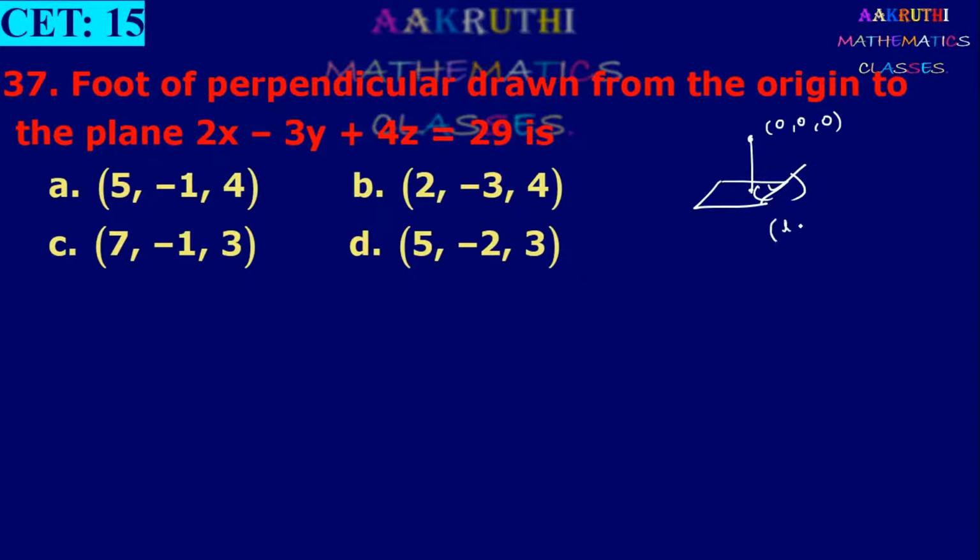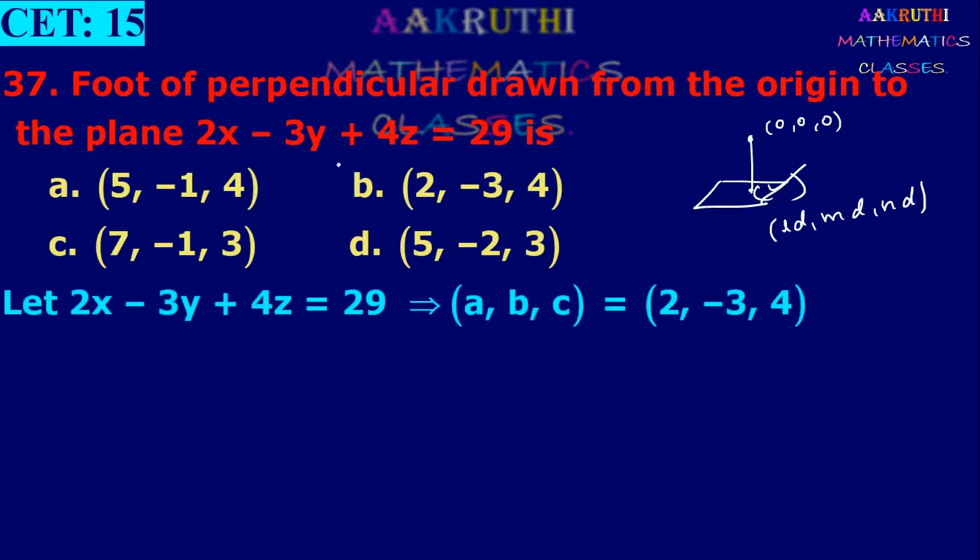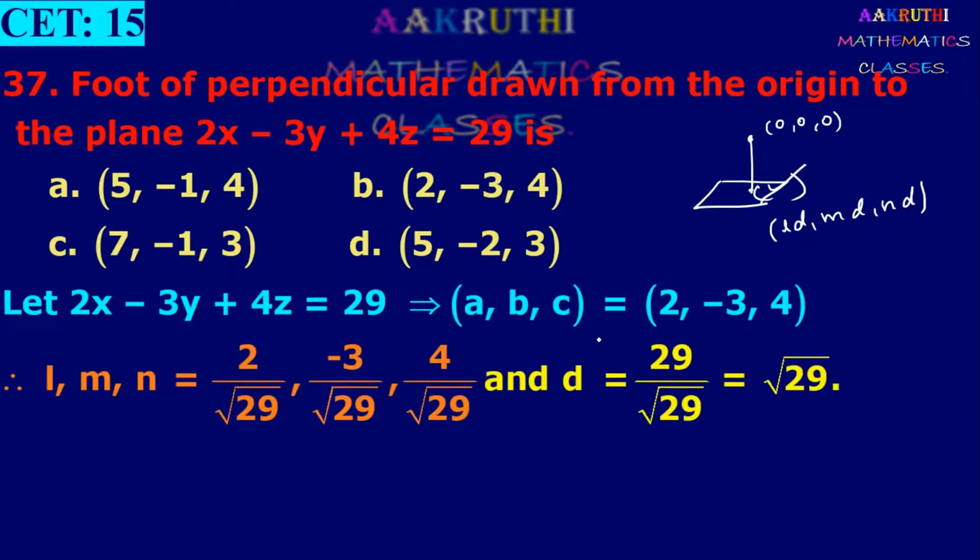The foot of the perpendicular is given by LD, MD and ND, where L, M, N are direction cosines and D is the distance of the plane from the origin. Here the given plane is 2x minus 3y plus 4z equal to 29. So 2, minus 3, 4 are direction ratios. Then we calculate direction cosines by dividing by root of 2 square plus minus 3 square plus 4 square, so we divide by root of 29. Then we get direction cosines 2 by root 29, minus 3 by root 29 and 4 by root 29. We divide the right side by root 29 also, so we get 29 by root 29, which is equal to D.